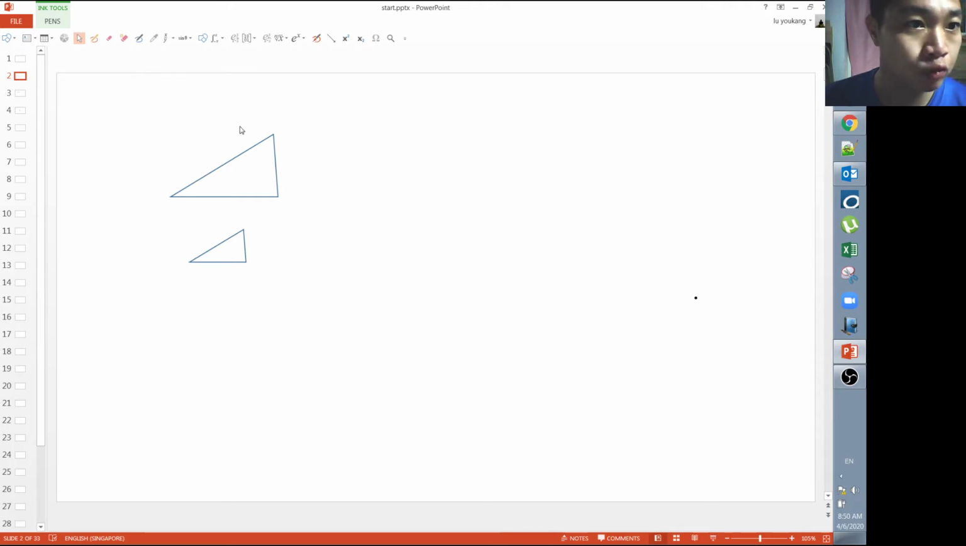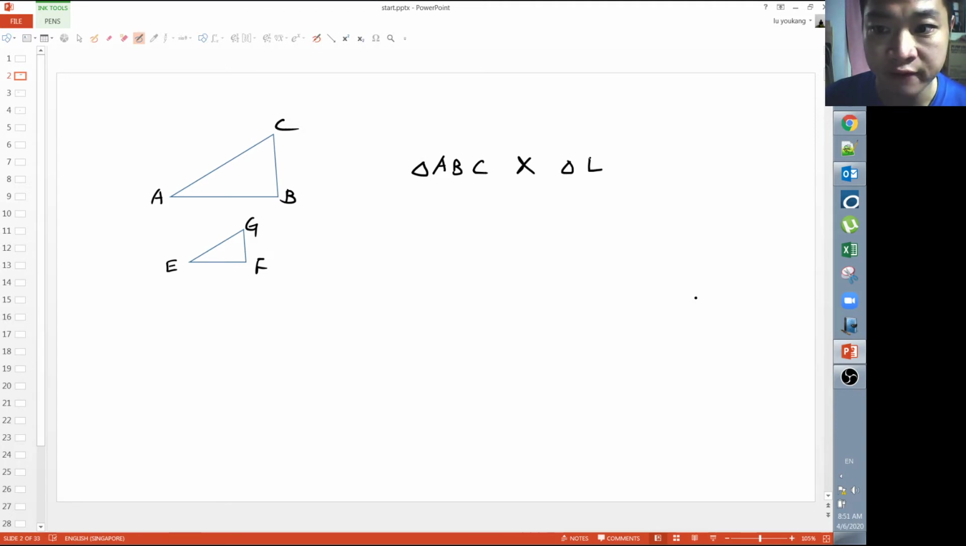So over here I have two triangles already. Before I proceed, let me label these two triangles first. Okay, over here you have your triangle ABC and your triangle EFG. By the way, you can actually call your triangle ABC triangle BCA as well.